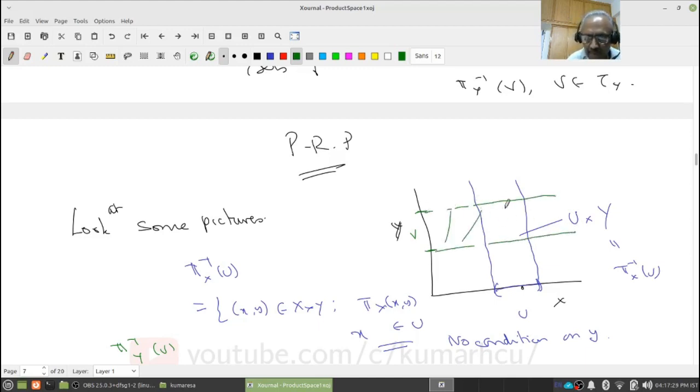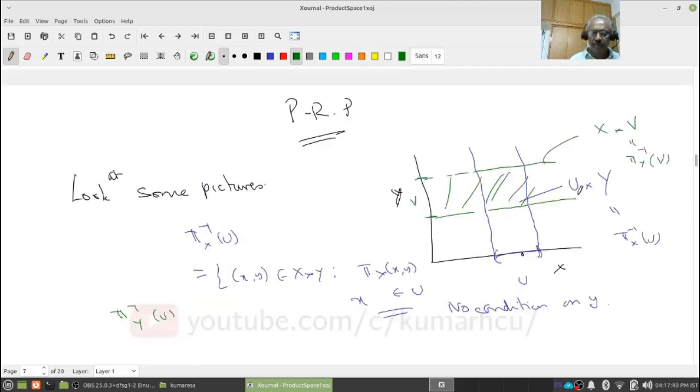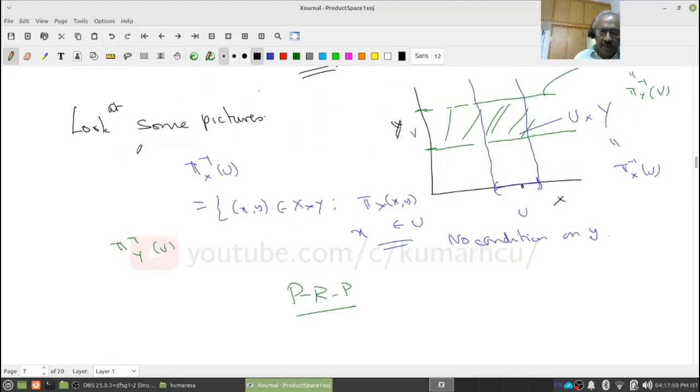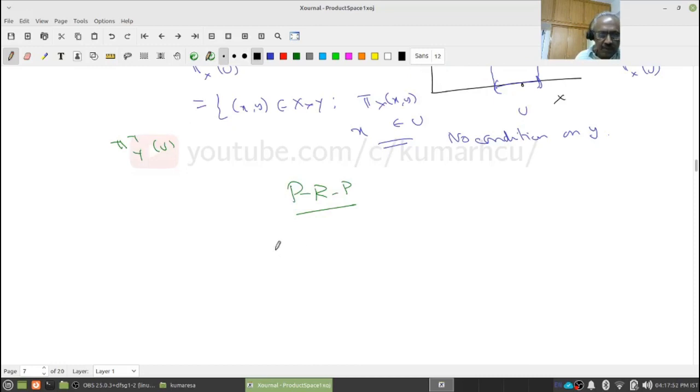Okay. So this object is nothing other than x cross v. That is your pi y inverse of v. Okay. Make sure you understand this. Right. Now again, just go through this. We had already seen it.